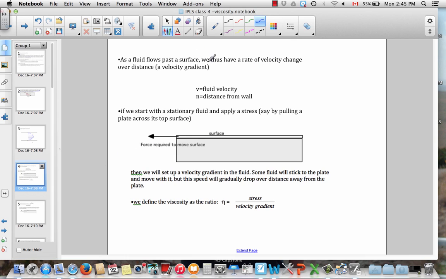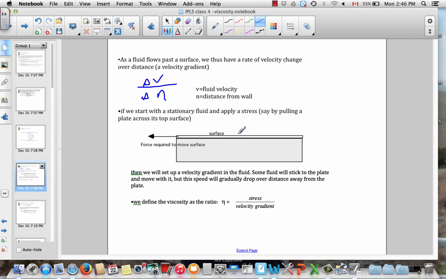So what we have then is a velocity change over distance, and that's called a gradient. Something that changes over a distance. So we have a change in velocity over a change in normal distance from the wall, perpendicular distance. And this ratio ends up being key to the definition of fluid viscosity.